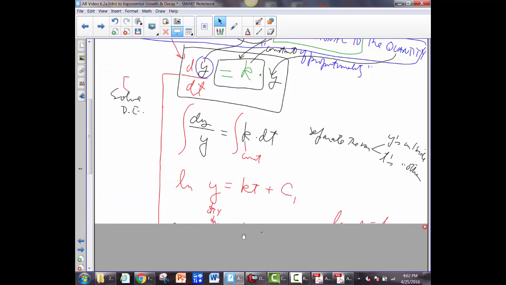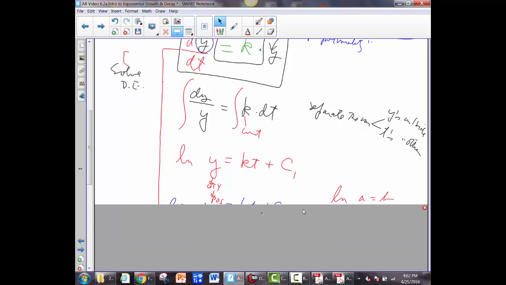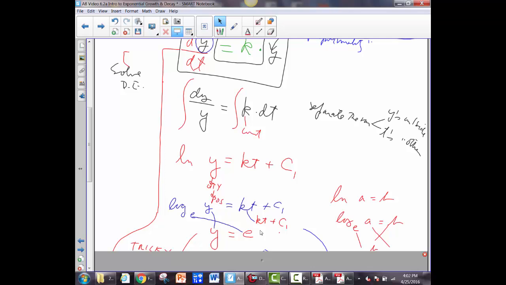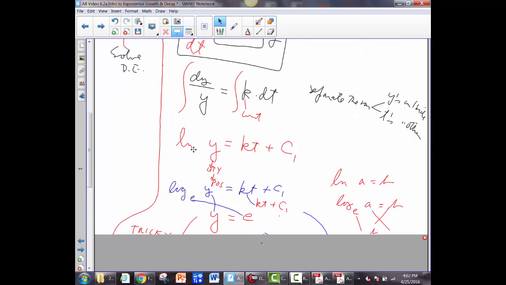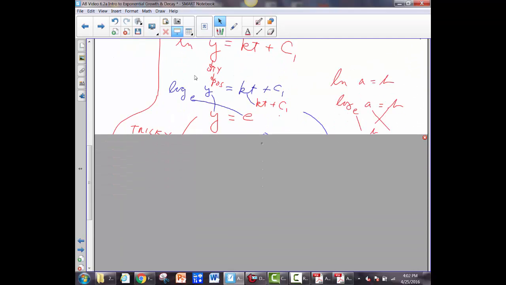I integrate both sides. Integral of 1 over y dy is ln y. Now, this is a quantity, so I don't really need the absolute values because you're not going to have a negative number of bacteria or a negative number of people in a city. Integrating k dt gives kt plus c1. Now, if I isolate, I'm trying to solve for y, this means log base e of y equals kt plus c1, which means it becomes y equals e to the power of kt plus c1.